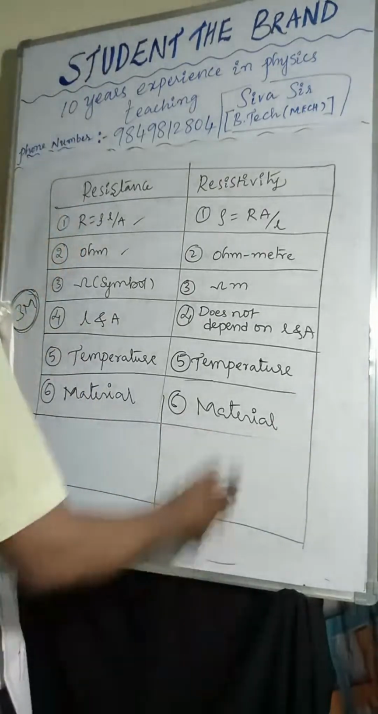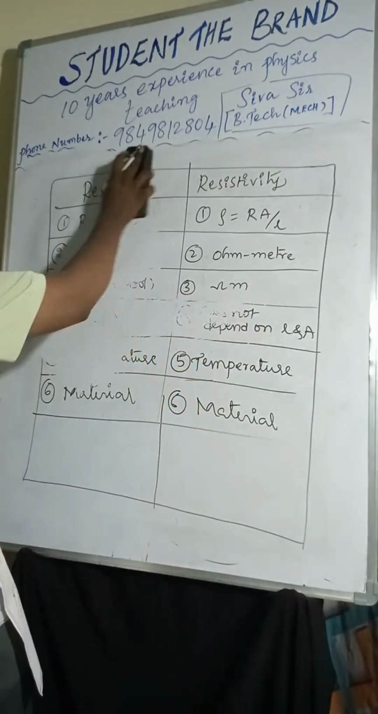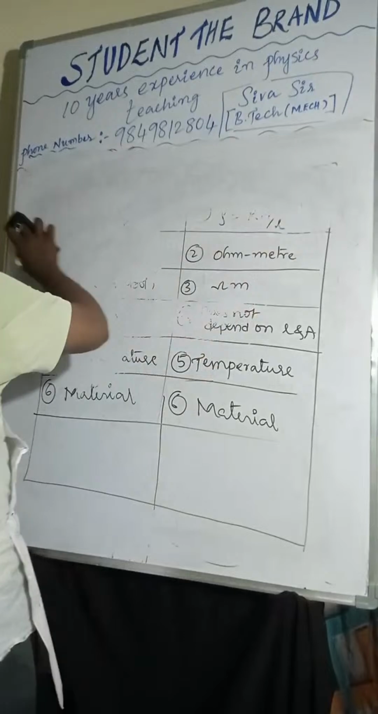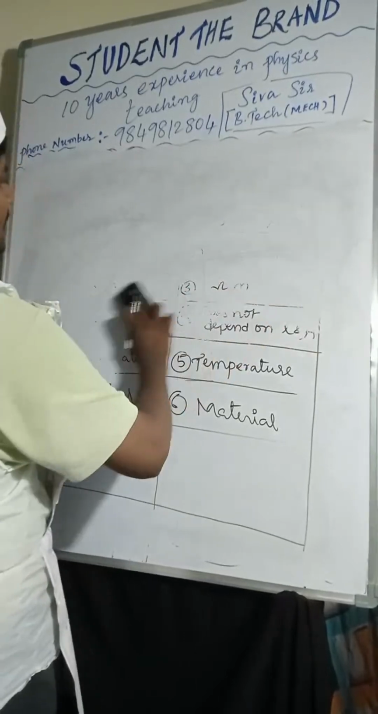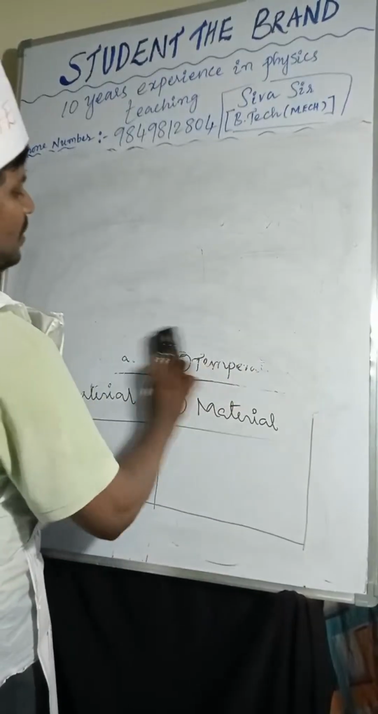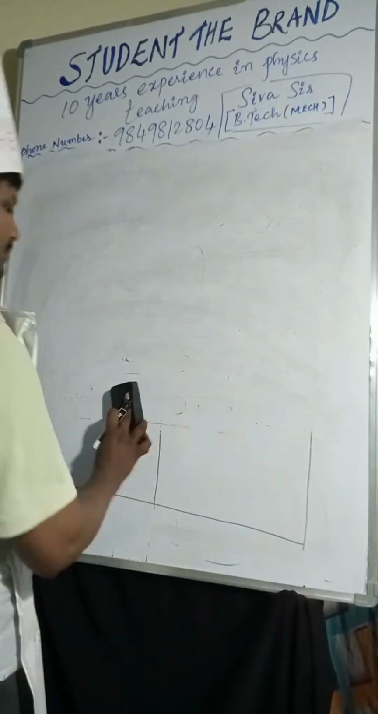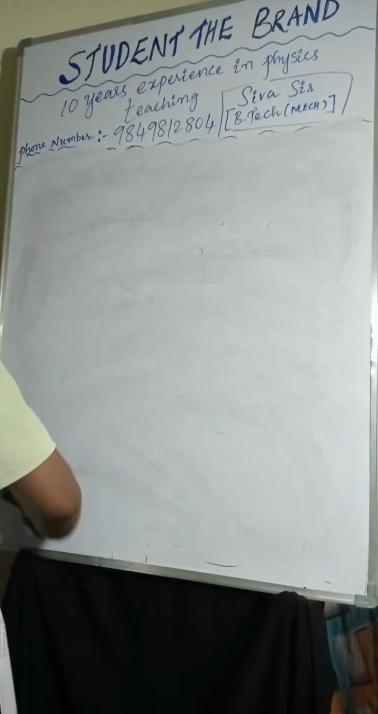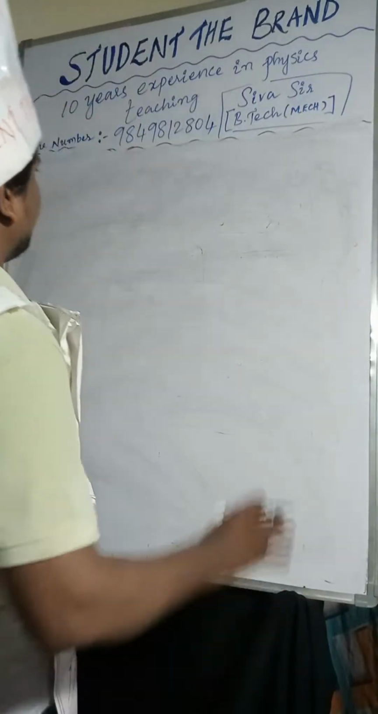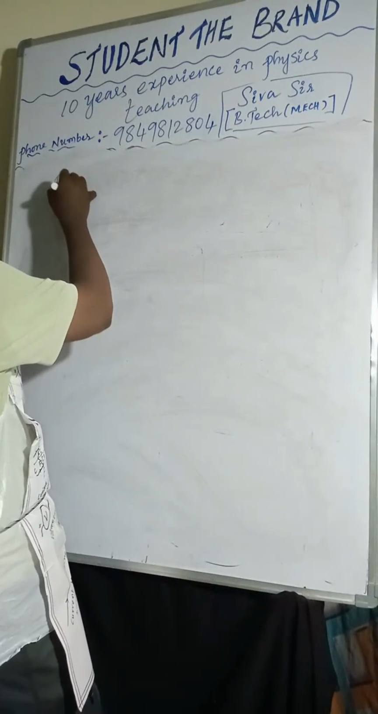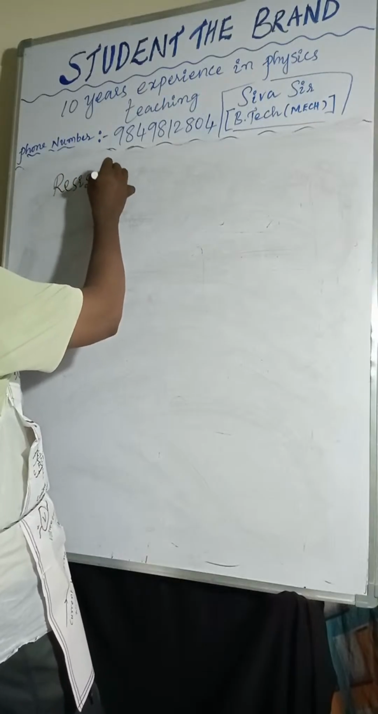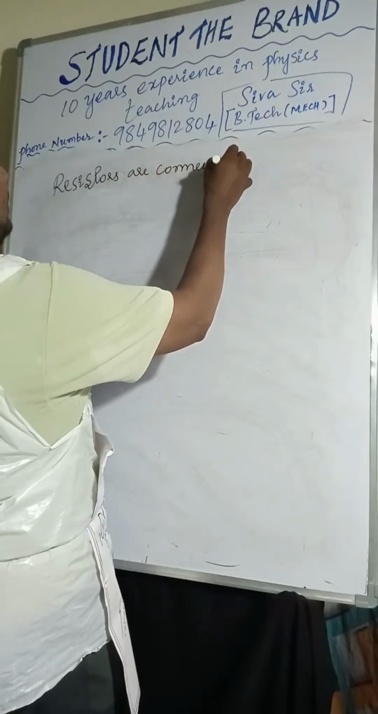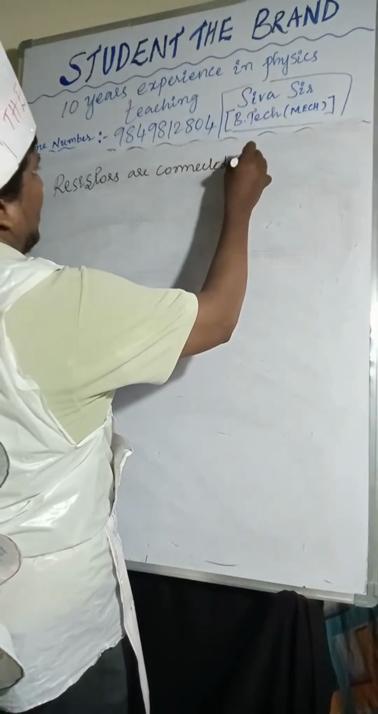Next, we are going to resistors connected in series combination and resistors connected in parallel combination. Now we will check. First, resistors connected in series combination.